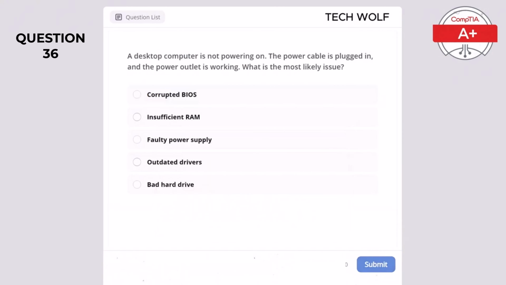And question number 36. A desktop computer is not powering on. The power cable is plugged in and the power outlet is working.